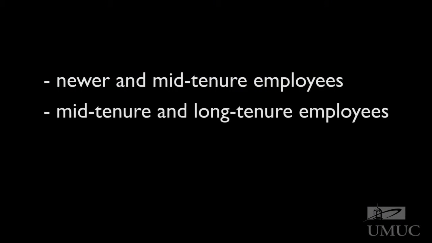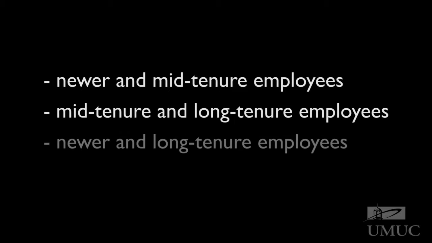There are some very important things to keep in mind with respect to ANOVA. First, the null hypothesis that is rejected at p less than 0.05 is the hypothesis that the entire set of differences is the result of sampling error. In this example, the entire set of differences would include the differences between newer and mid-tenure employees, mid-tenure and long-tenure employees, and newer and long-tenure employees. So when we reject the null hypothesis, we know that at least one of these differences is statistically significant.